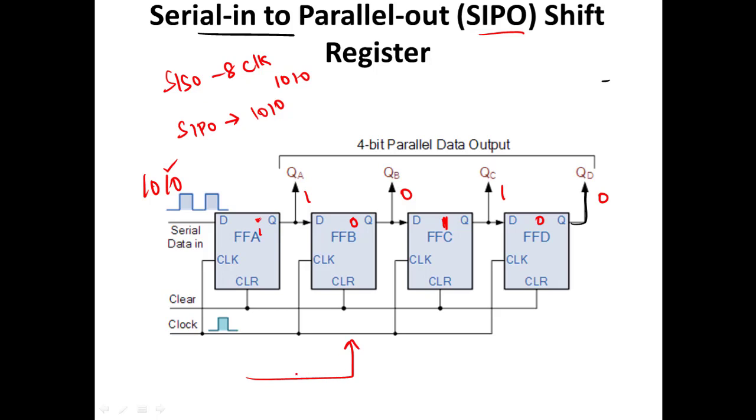This is how the data movement will be, from this direction to this direction, and I will be taking it out in parallel. So this is said to be serial input, parallel output. The number of clock pulses is reduced here.